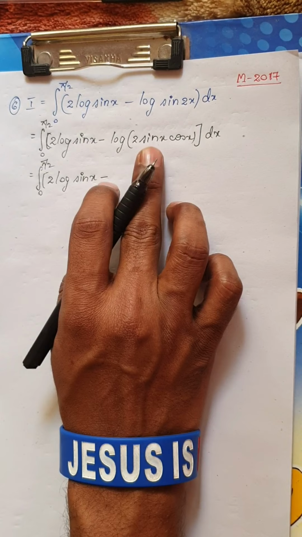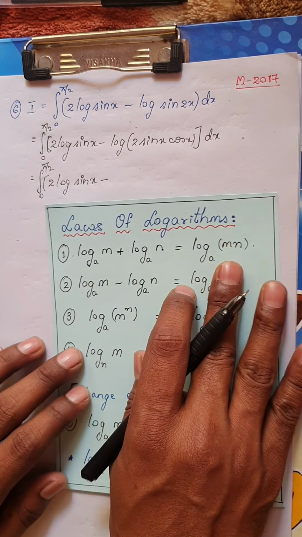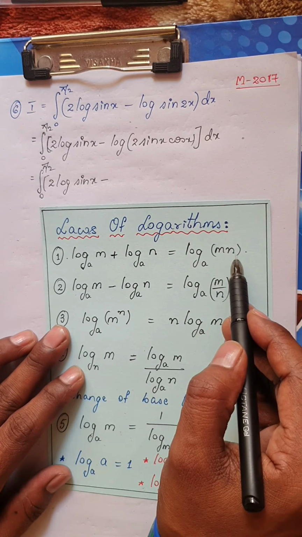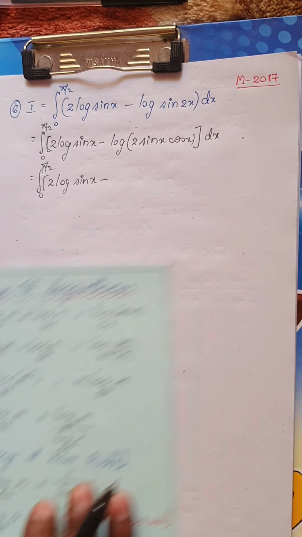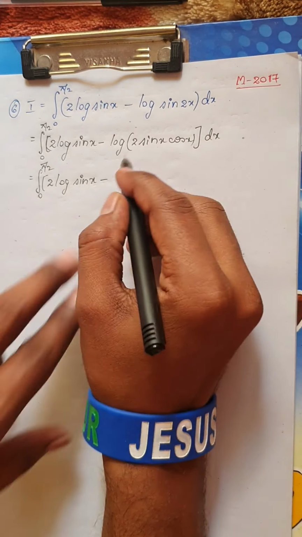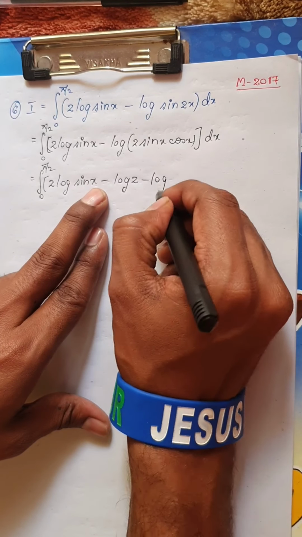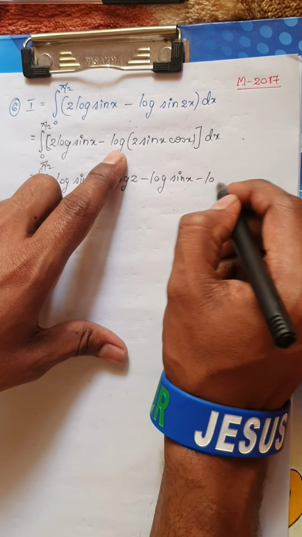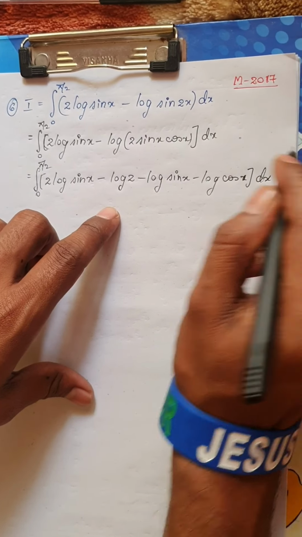Okay. Is it clear? So log m into n, look at the properties of logarithms. Log m into n can be written as log m plus log n. If you have another function, it can again be written as log k if you want. Okay. So in the same pattern, I am going to write this as, because the outside sign is minus, I am going to write it as log 2 minus log of sin x, okay, minus log of cos x, okay, dx.